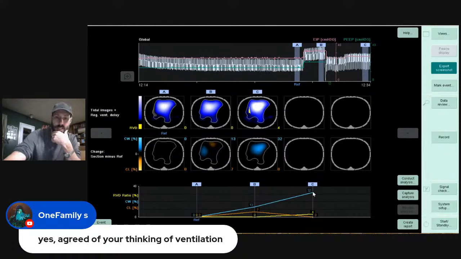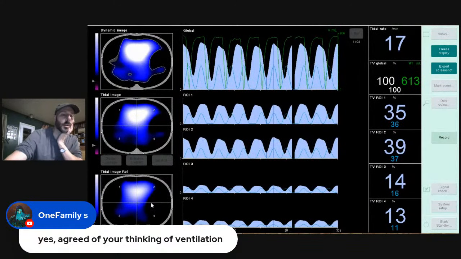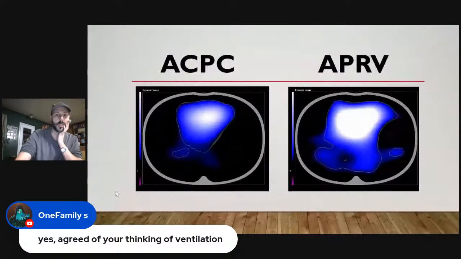Over here, at C, we see that immediately the compliance compared to the reference is 32% improved. This was our reference. You can see now things are really opening up. You still see that there's a large amount of ventilation on the anterior or ventral part of the lung. That's not ideal, but give it time. So that's kind of what APRV did.